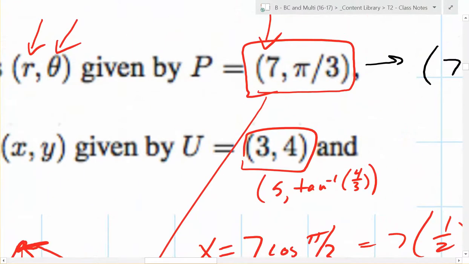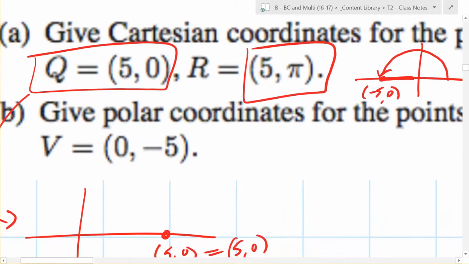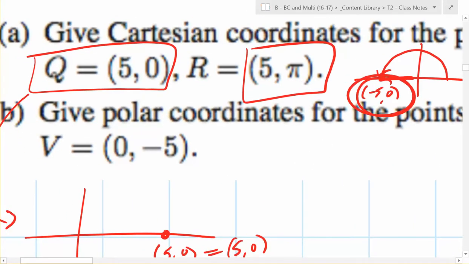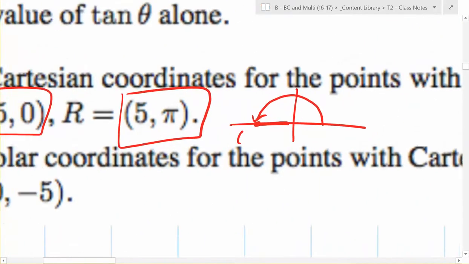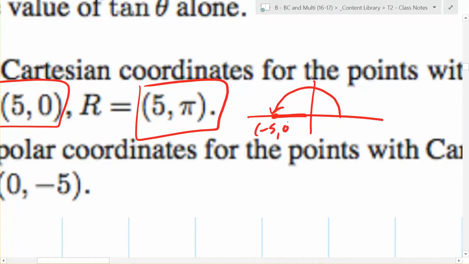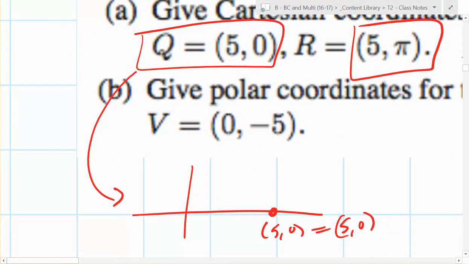You said something about not regarding the negative value of the r, but that question had a negative r. No, it didn't, because this is Cartesian. Oh, I see what you're saying. Excuse me, you're absolutely right. It says give Cartesian coordinates for the points. So we're giving Cartesian coordinates. That is the Cartesian coordinate, not polar. You're right though. If it was polar, that would make no sense.